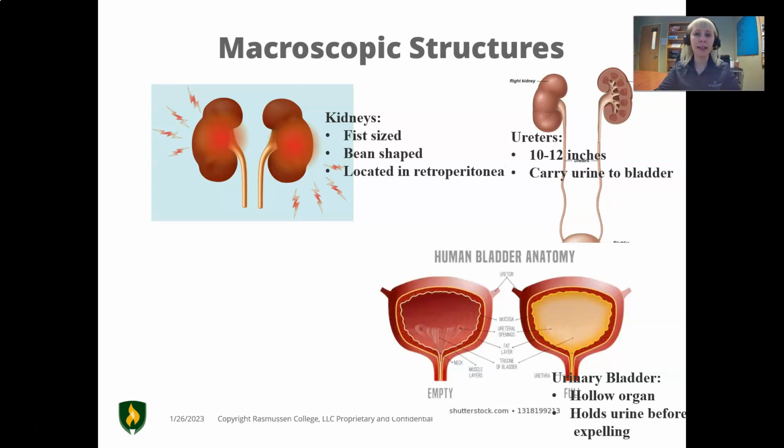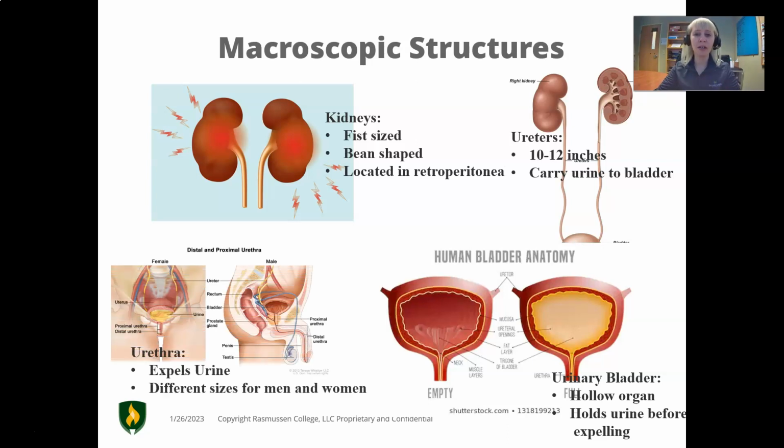And how it gets expelled from the body is the urethra, which is also a macroscopic structure. The urethra is what will go from the bladder to the urinary meatus, which is the opening of the body, and it is different sizes for both male and female patients. The male's is going to be anywhere from 4 to 7 inches in length, and women's is only going to be about 1 to 2 inches in length. So these are all your macroscopic structures.